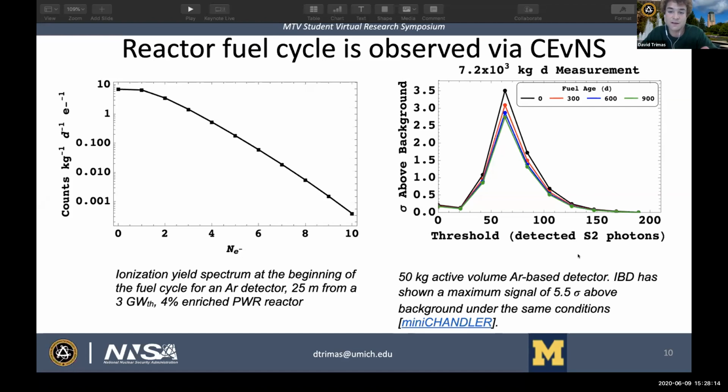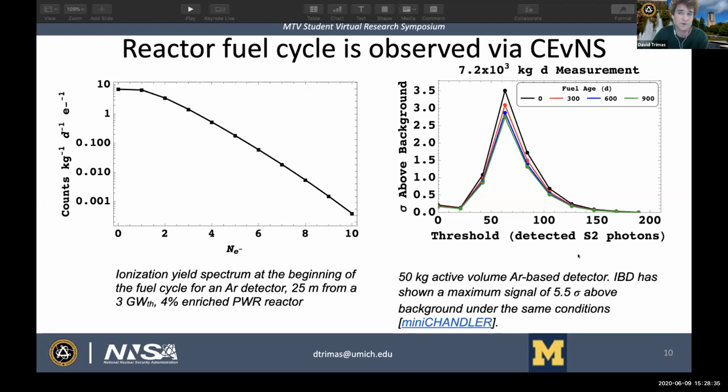And that gives me the size of that measurement, because it depends both on the mass of the detector and the time that you are recording. And I looked at different times in the fuel cycle to see how much above the background I was. I got about 3.5 sigma at the beginning of the fuel cycle. And then that continues to decrease as the fuel cycle ages.